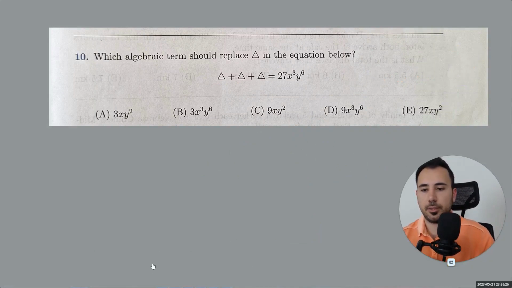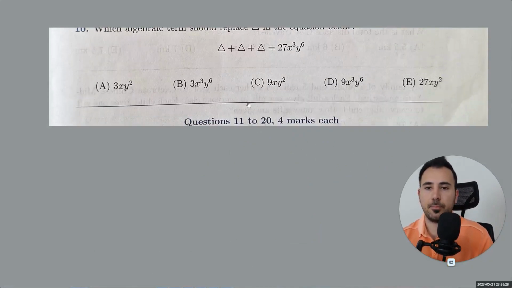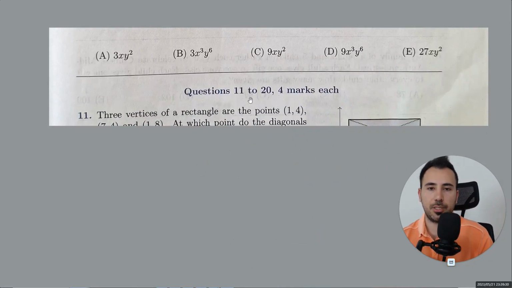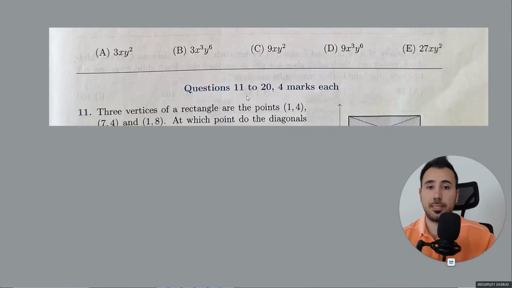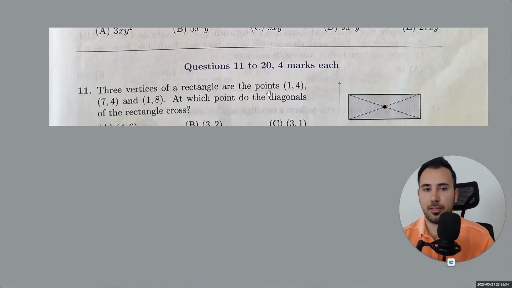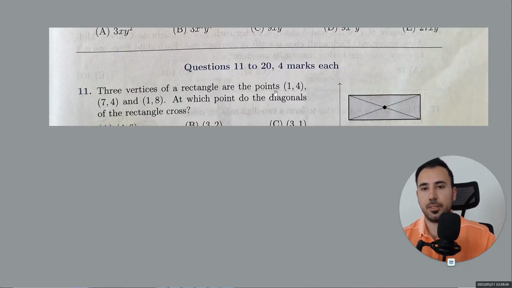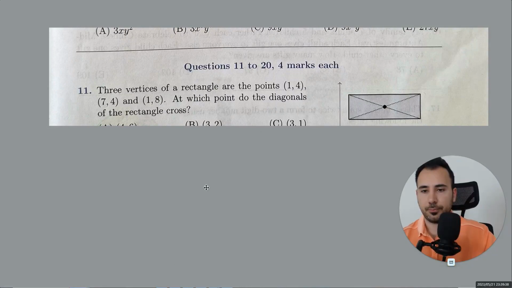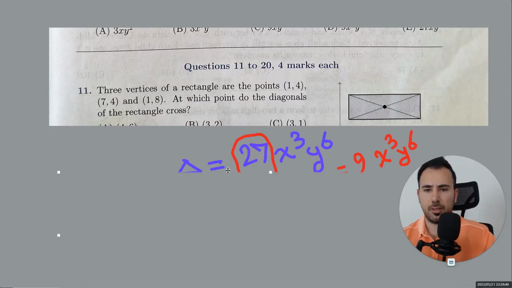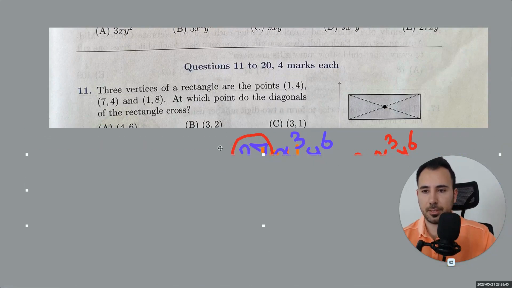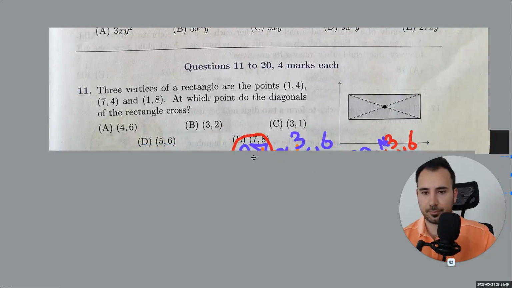Okay, so from here, we're going to go to questions 11 to 20. So you will see, okay, the challenge level will increase. Okay. I made too much mess here. It's better now.